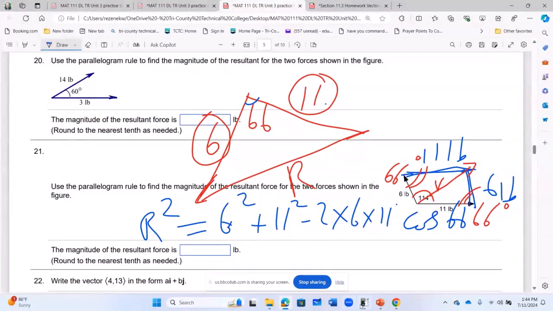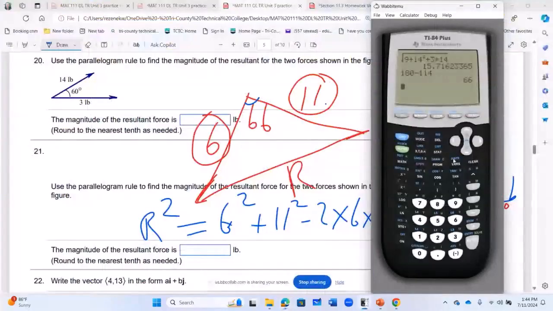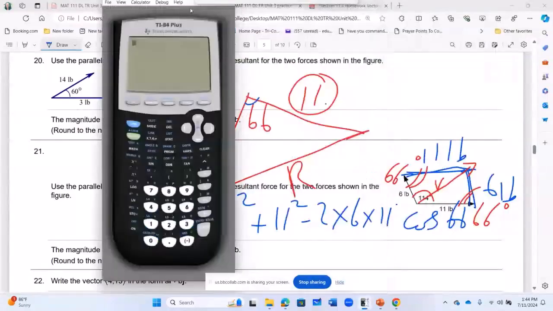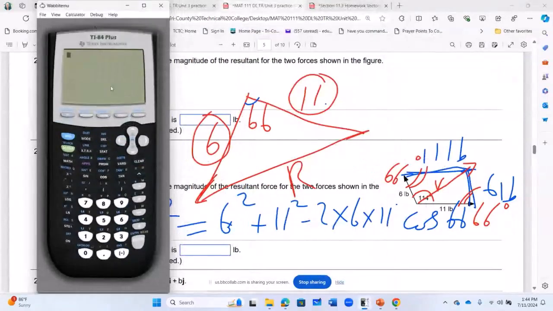And then I can put it into my calculator like that. So I just get my calculator, clear. And then I want to find the square root of the quantity on the right-hand side. So I do second, square root.